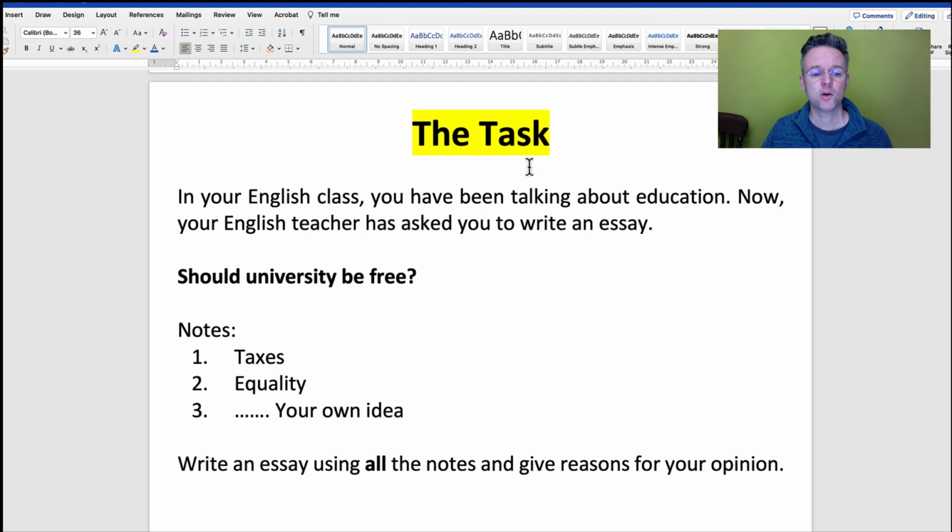So let's take a look at the task that I'm going to be writing for you today. In your English class, you have been talking about education. Now, your English teacher has asked you to write an essay. Should university be free? Notes: 1. Taxes. 2. Equality. And 3. Your own idea. Write an essay using all the notes and give reasons for your opinion.